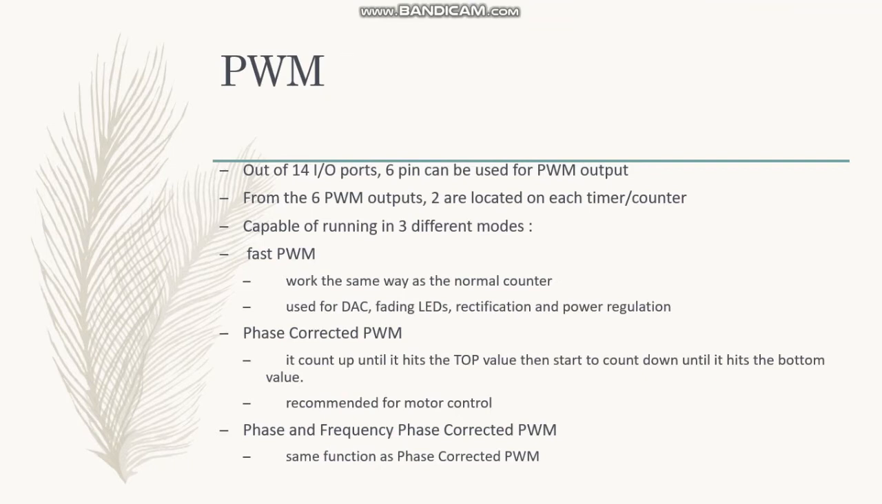For fast PWM, it works the same way as the normal counter, where it is used for DAC, fading LEDs, rectification and power regulation. For phase corrected PWM, it will count until it hits the top value and then start to count down until it hits the bottom value. This is recommended for motor control.